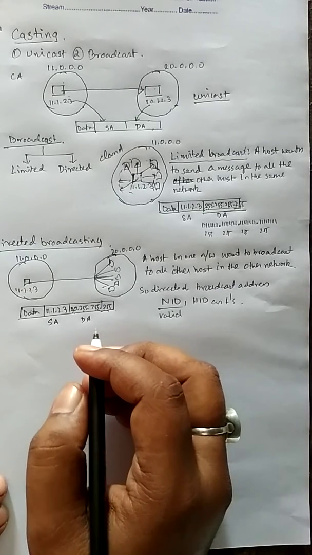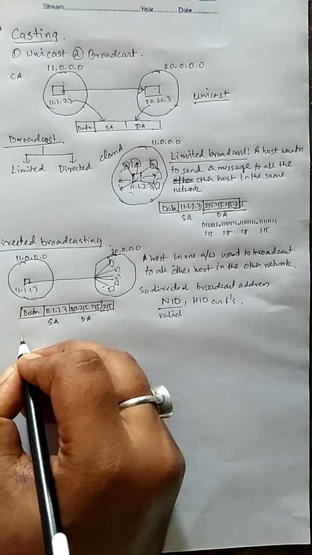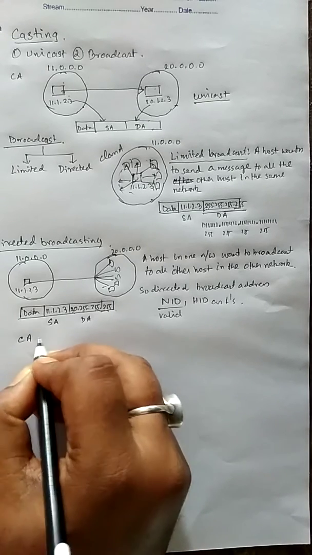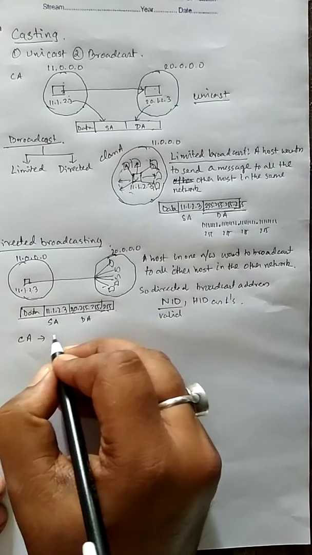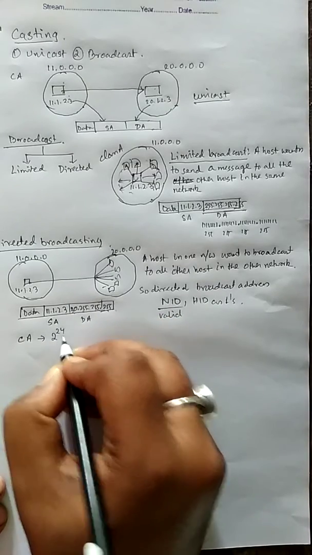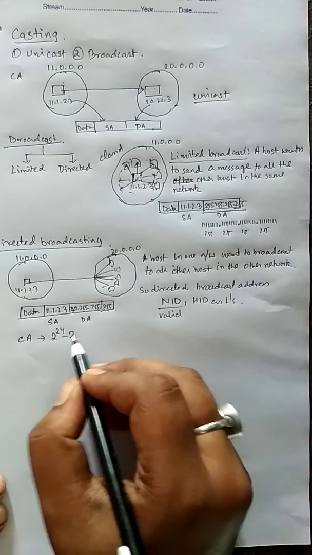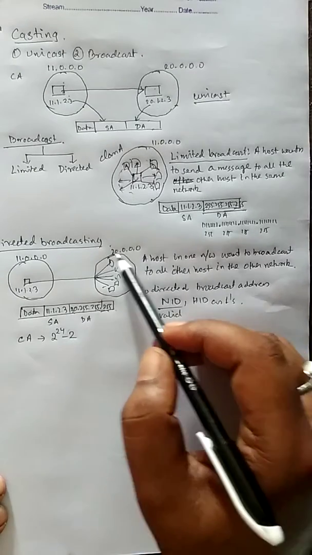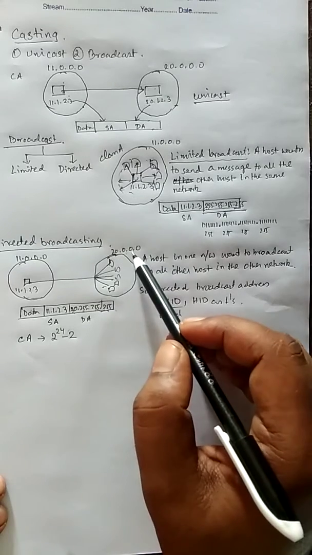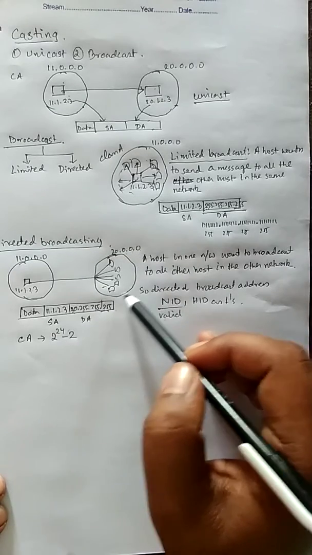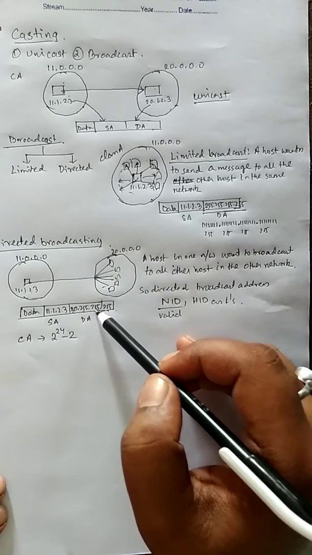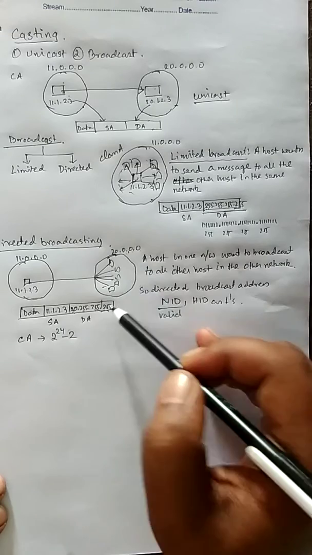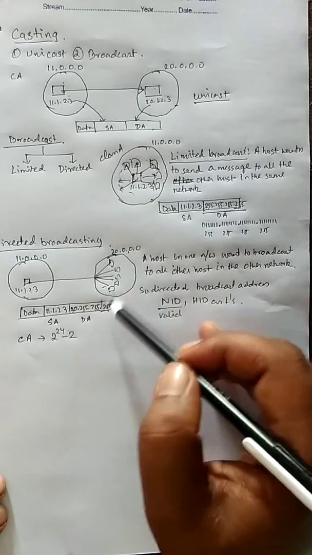Now let us consider one thing. For class A, you all know the number of IP addresses present is 2 to the power 24 minus 2. Why am I taking this? Here we have found that one address is for the network ID, that is 20.0.0.0, and another is for the directed broadcast address, that is 20.255.255.255. For the entire network we cannot use these two addresses.